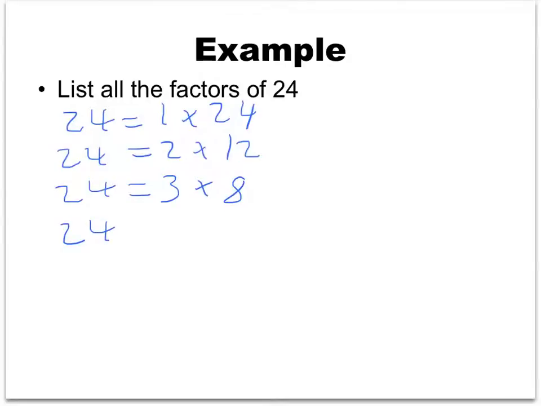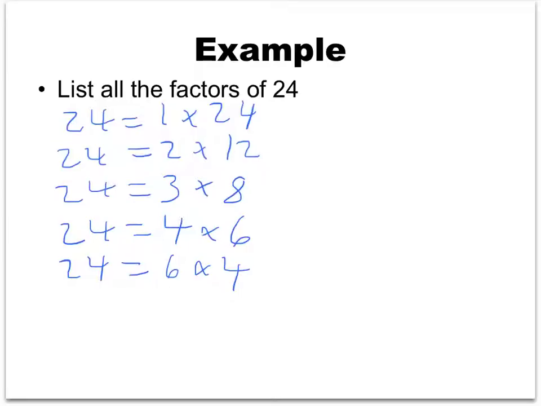Let's try increasing the 3 by 1 to get 4. 4 times what number equals 24? Well, 4 times 6. So there's 2 more factors, 4 and 6. Let's try this again, 24. Now let's try 5. 5 times a whole number, can we get that to equal 24? Well, that's not going to work. So 5 is not a factor. Let's try 6. Well, 6 times 4 is equal to 24, so there we have 6 and 4 are factors.